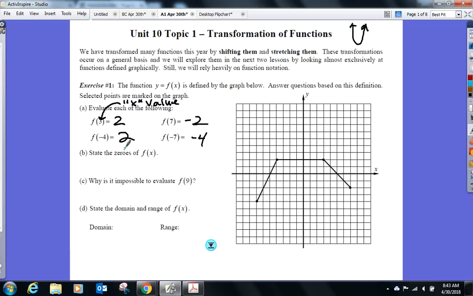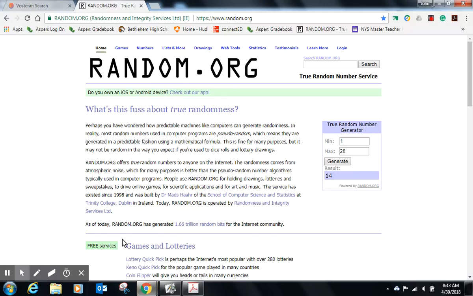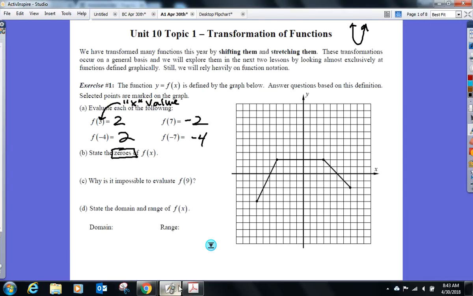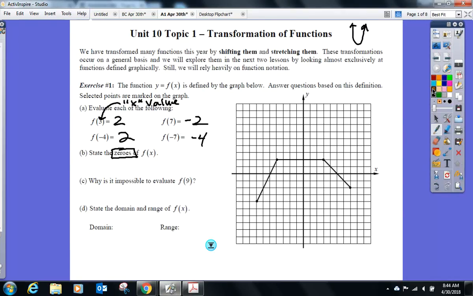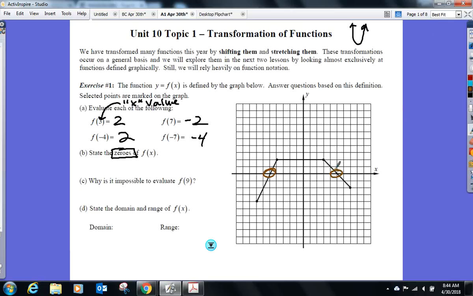Zeros. I want to know where they are located on any graph I give you. Where are the zeros located on any graph I give you? On the x-axis, where the graph crosses the x-axis. Those are my zeros, x-intercepts, solutions.